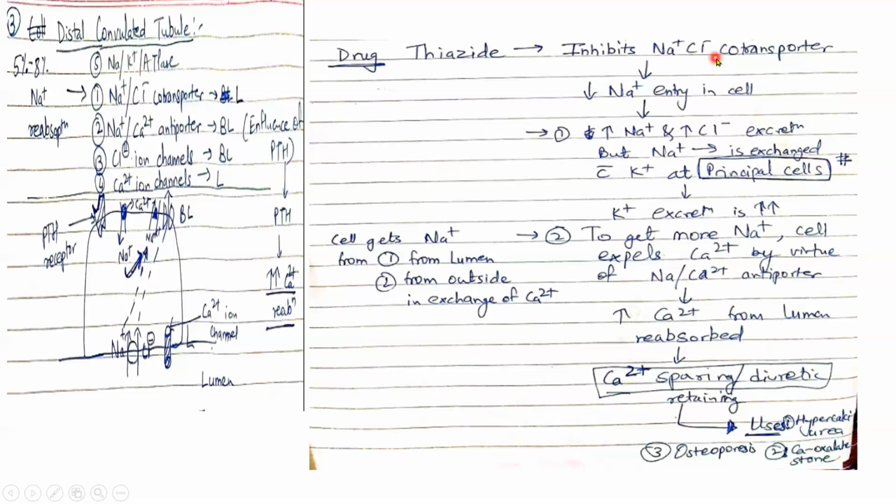Thiazide inhibits the sodium chloride cotransporter, which inhibits sodium entry inside the cell. There are two consequences. One consequence, which was direct, which we just discussed, is increased sodium and increased chloride excretion. But sodium is exchanged with potassium at the principal cells. Just remember this sign; we are going to discuss in detail why this happens. And in turn, it will increase potassium excretion. So this is again a potassium wasting diuretic.